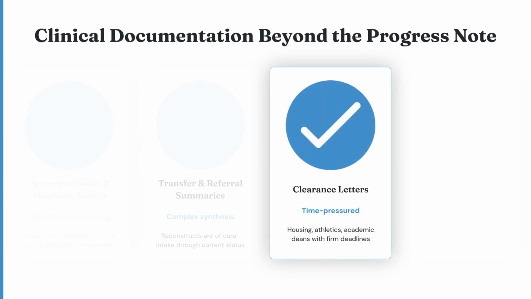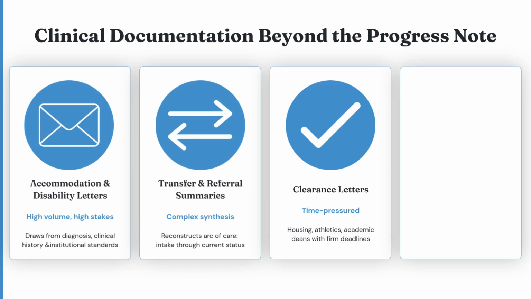Third are clearance letters. These are shorter in length, but still require clinical judgment and accurate reference to the record. They are produced in response to requests from housing offices, athletic departments, study abroad programs, academic deans, and others who need documentation of a student's current clinical status. The pressure here is often speed. These requests come with deadlines. A clinician who has to reconstruct the relevant clinical history before writing a one-page letter is spending time the workflow was not designed to protect.